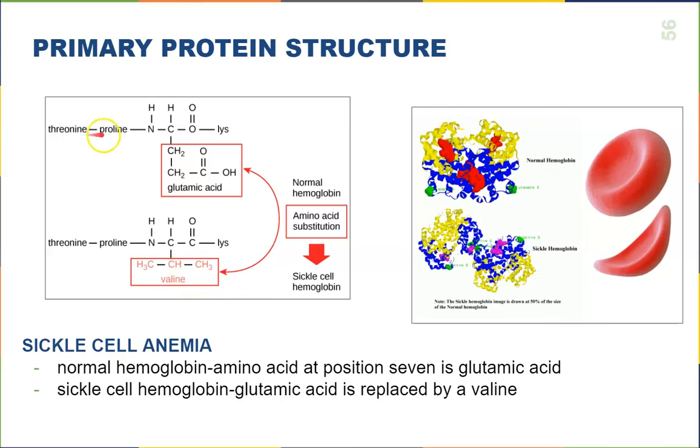So if you look, threonine, proline, glutamic acid, lysine, threonine, proline, valine, lysine. So just that one substitution causes this entire shape to be sickle-shaped. And so if you know what sickle cell anemia is, that's not a good thing to have. It makes breathing difficult. It makes a lot of health issues. And so it's just that one substitution in the primary structure that causes that to happen. It's crazy that it's only that one little thing that makes that problem.